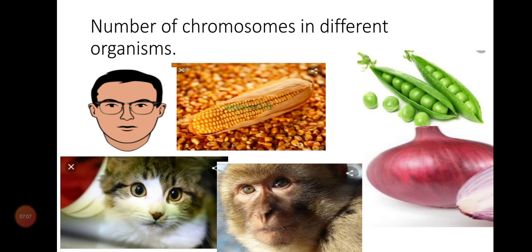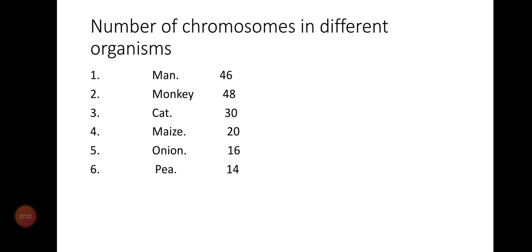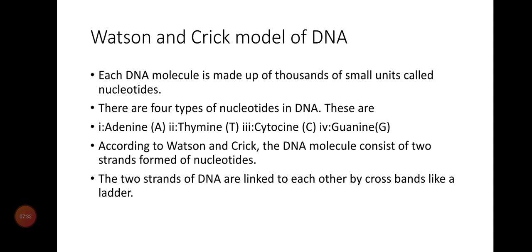For example, in man there are 46 chromosomes, in monkey 48 chromosomes, in cats 30 chromosomes, in maize 20 chromosomes, onion 16 chromosomes, and pea 14 chromosomes. Now dears, we will discuss the Watson and Crick model of DNA.